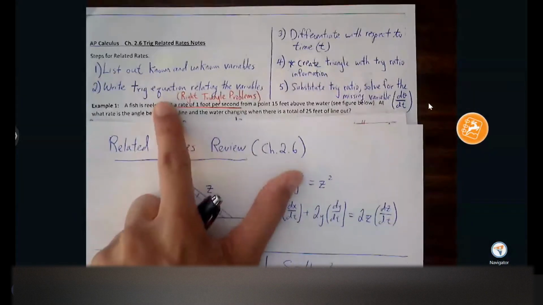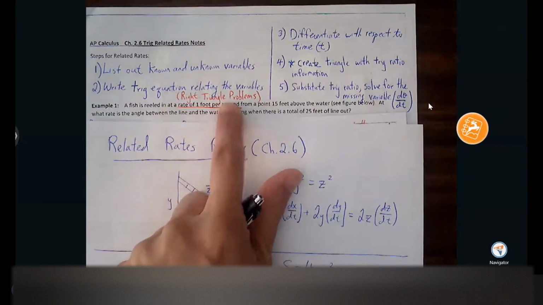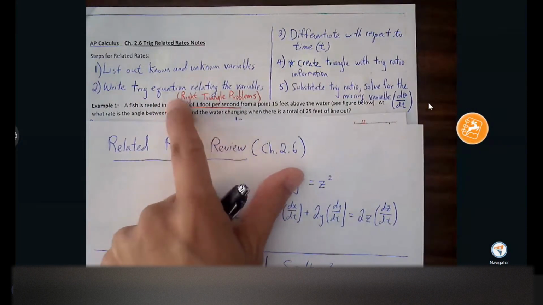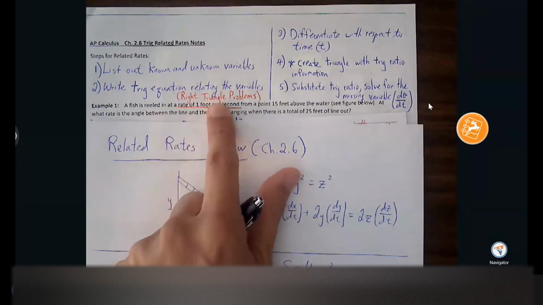We're going to first list out our known and unknown variables. We're going to write the trig equation that relates the variables. Now, all of our trig related rates problems are going to be within the right triangle context. So for all of our problems, we can just go ahead and draw a right triangle and try to fill in information based off of what's given to us.